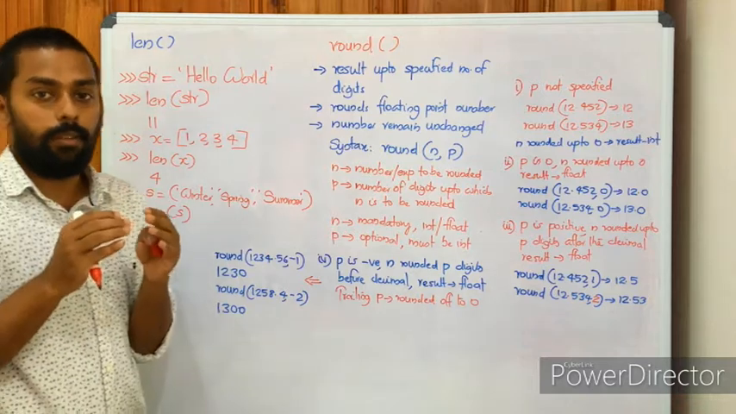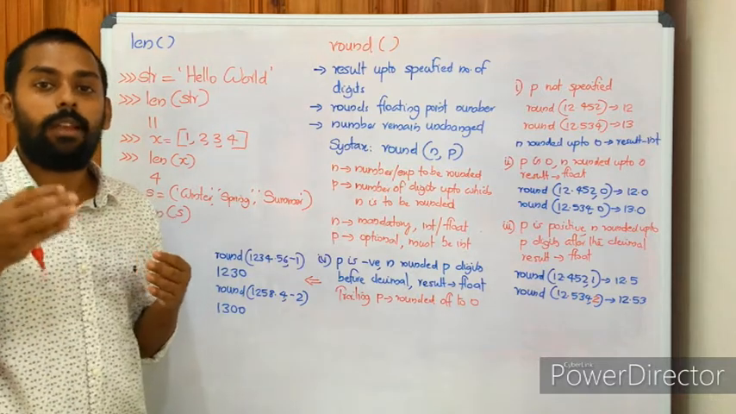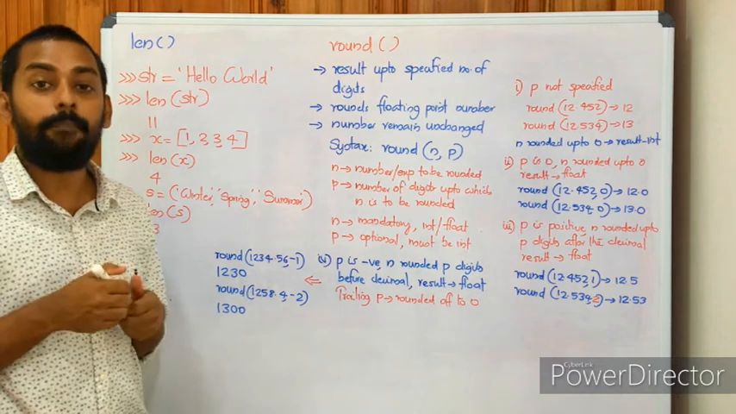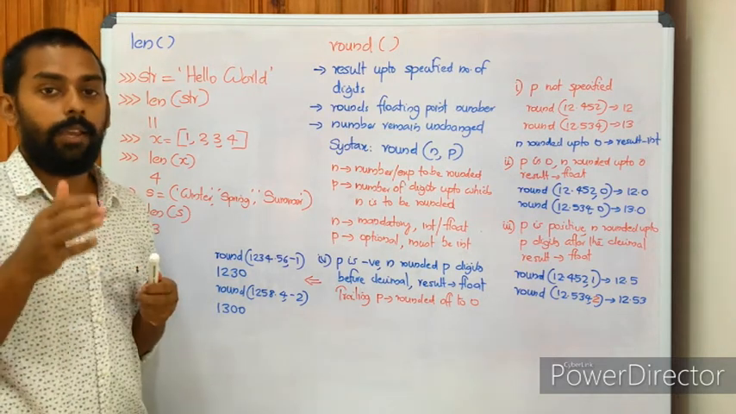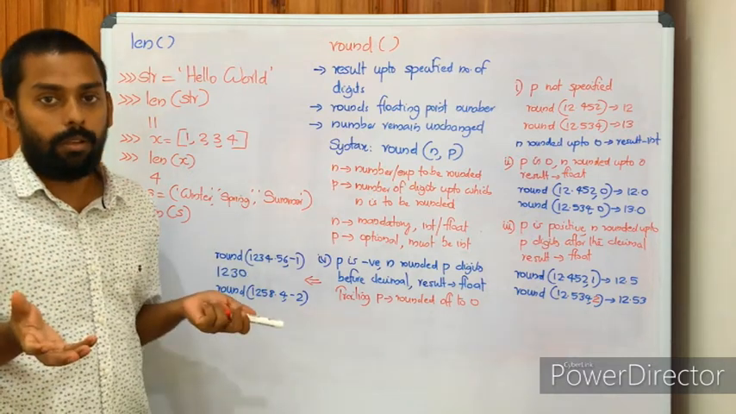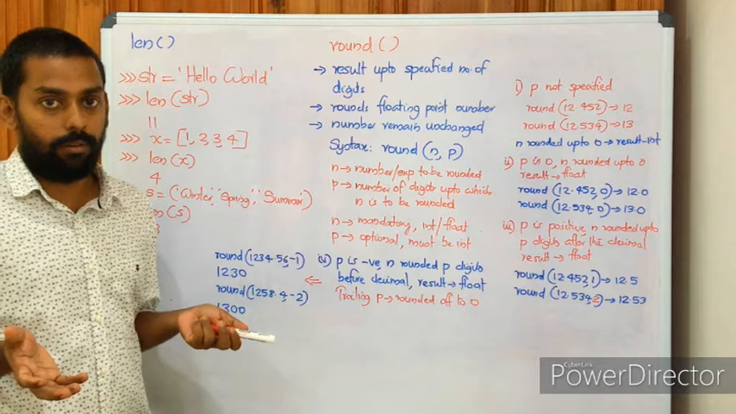So len is a very useful function that returns the length of an object. Length of an object means the number of items in an object. We can have a list, string, tuple or dictionary as an argument to the len function.